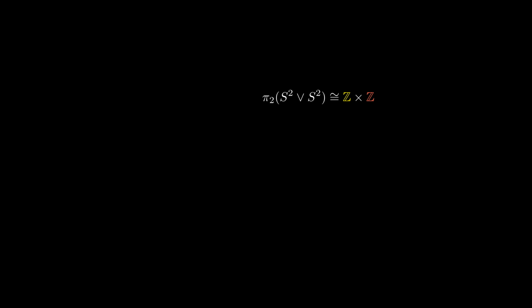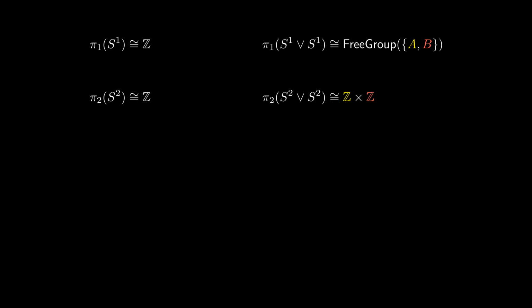This Z times Z is kind of surprising, because if you remember back to the figure 8, which was S1 wedge S1, in pi1 there was AB, which was not the same as BA, since a curve can remember the essential history of where it's been. But with pi2 we have this extra dimension of wiggle room, which allows A and B to slide past each other. So this one-dimensional story went from Z to a free group on 2 letters, while the 2-dimensional story went from Z to Z squared, also called the free abelian group on two letters.